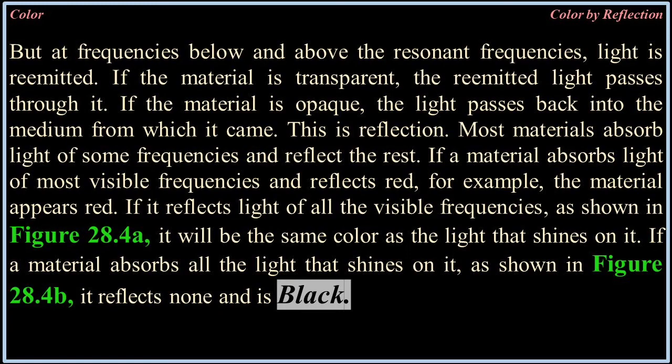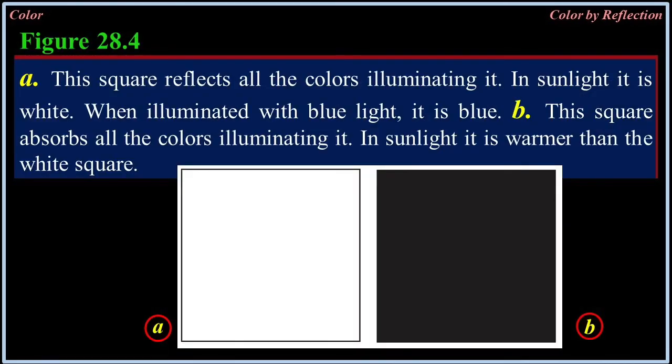If the material is transparent, the re-emitted light passes through it. If the material is opaque, the light passes back into the medium from which it came. This is reflection. Most materials absorb light of some frequencies and reflect the rest. If a material absorbs light of most visible frequencies and reflects red, for example, the material appears red. If it reflects light of all the visible frequencies, as shown in figure 28.4a, it will be the same color as the light that shines on it. If a material absorbs all the light that shines on it, as shown in figure 28.4b, it reflects none and is black.